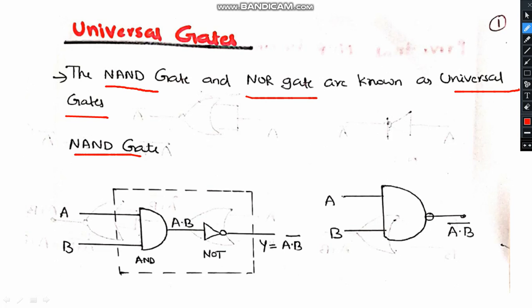Let us inspect the NAND gate. NAND gate is nothing but an AND gate followed by a NOT gate. This is your output. The symbol of NAND gate is in this manner. A and B are inputs, then the output is (A dot B) whole bar. You can also write A bar plus B bar. This is another notation by using De Morgan's law.